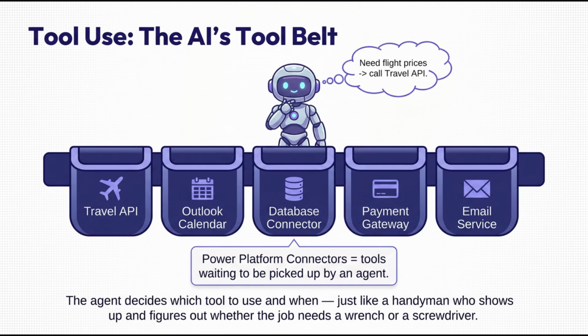You've probably seen this at the office when you use a connector in the Power Platform. That is basically a tool waiting for an agent to pick it up. Let's break this down together. Tools are the hands of the agentic workflow. So now that we've mastered how the AI uses its tool belt to interact with the world, you might be wondering how we make sure it doesn't accidentally do something crazy or spend too much money. Well, that brings us right into our next step, which is human in the loop and governance.